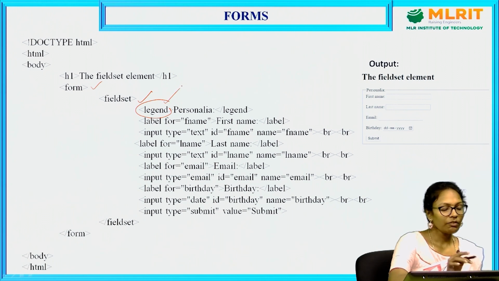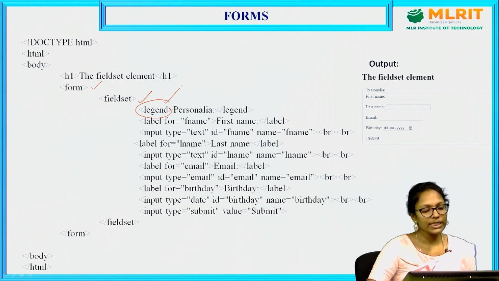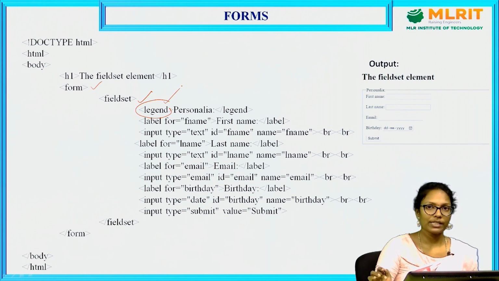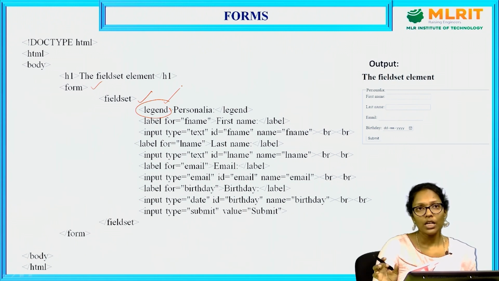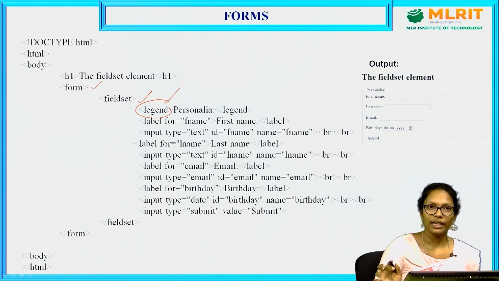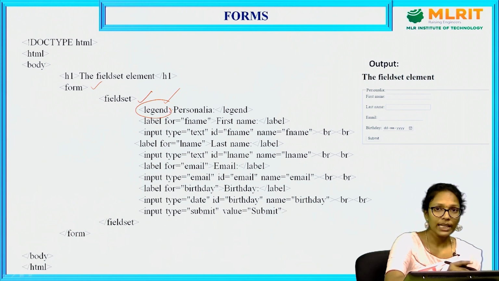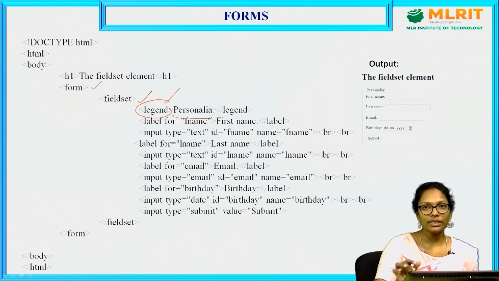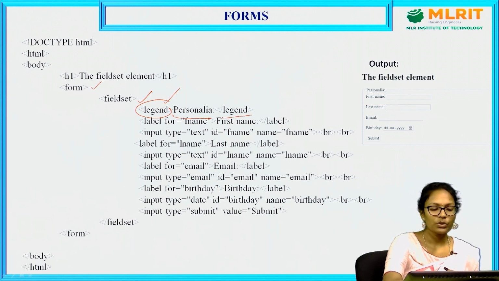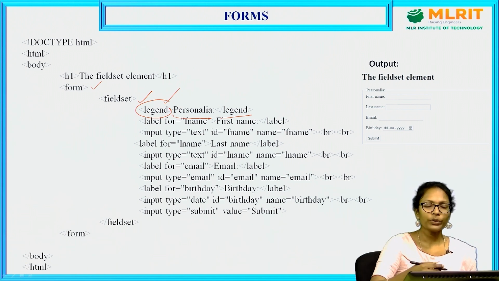Here we have one more tag, the legend tag. The legend tag is a part of the fieldset tag only. It is used to give the name of that group. You're grouping your details, but what is the group name? Whether it is personal details or educational details, that group name you should give. For that purpose, you are using the legend tag. What is the name of that group? The group name is personal. So it is a personal details group. Then you need to close the legend tag.